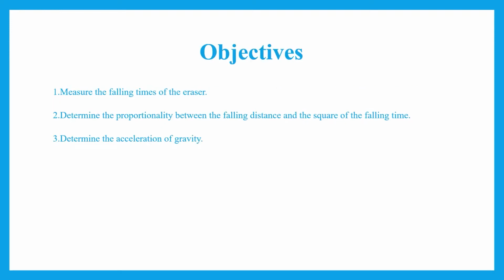These are the objectives of the experiment. First, measure the falling times of the eraser. Second, determine the proportionality between the falling distance and the square of the falling time. Third, determine the acceleration of gravity.